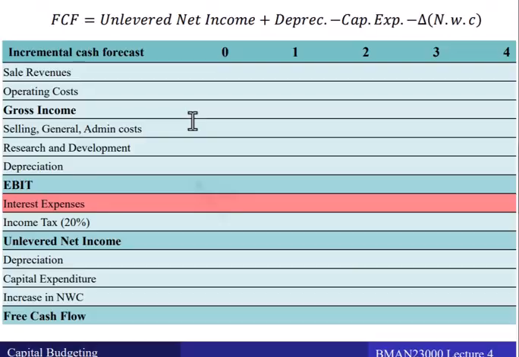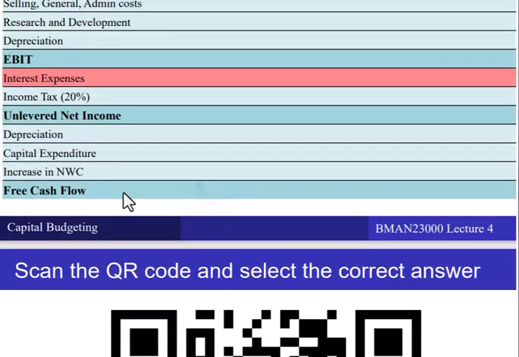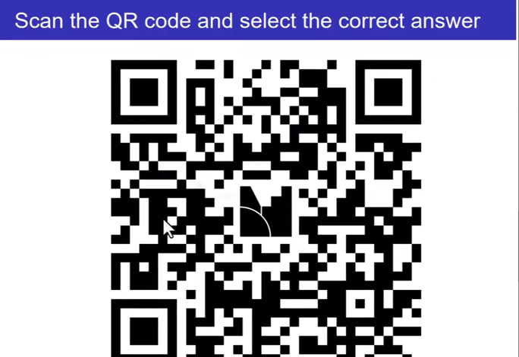So once you compute sales revenue, everything using this table, and you get the free cash flow number, then scan the QR code and select the correct answer. Because this is just a simple extension of the example we discussed in the class, I'm not gonna solve this one. I'm just gonna provide the solution for this one next week.